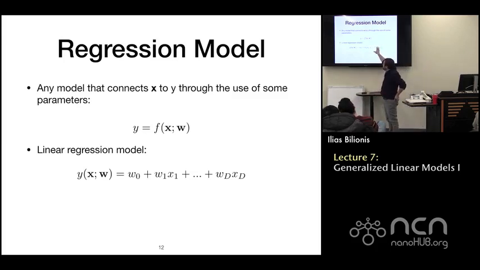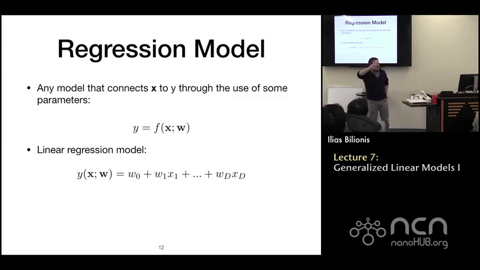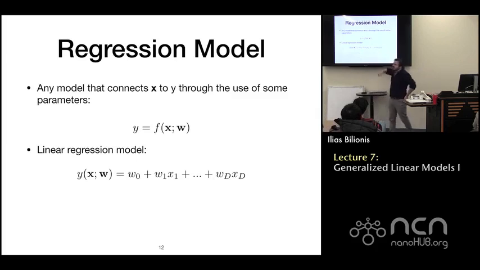All right, so the simplest possible model is the linear regression model, where you take basically a constant that you want to fit, and then W1 times the first input that you have, plus W2 times the second input, plus up to X_D, the D-th input. It's the simplest possible model you can have.